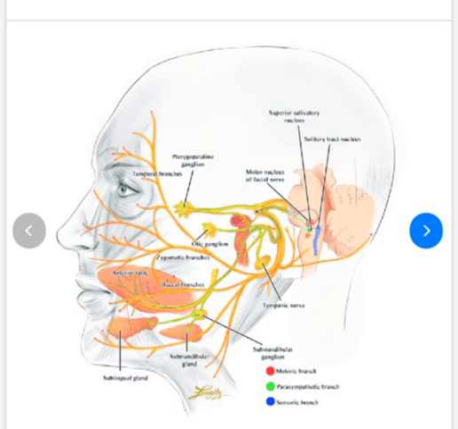Also, the motor nucleus supplies the auricular muscles, the posterior belly of the digastric muscle, the stapedius muscle, and the stylohyoid muscle. The emotional facial expression follows a different pathway and is under the influence of the limbic and extrapyramidal systems.